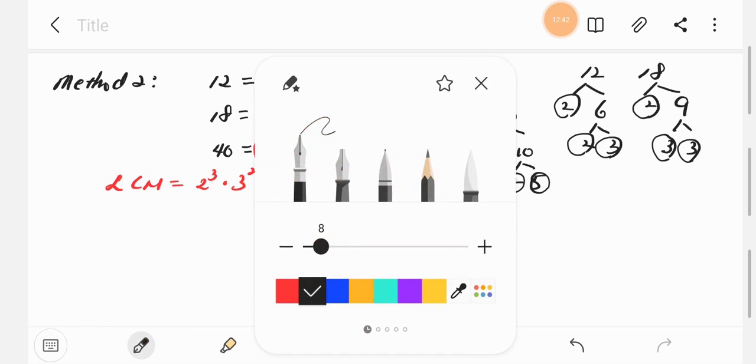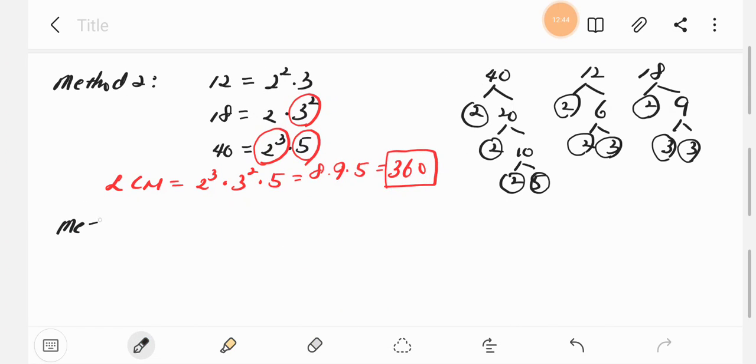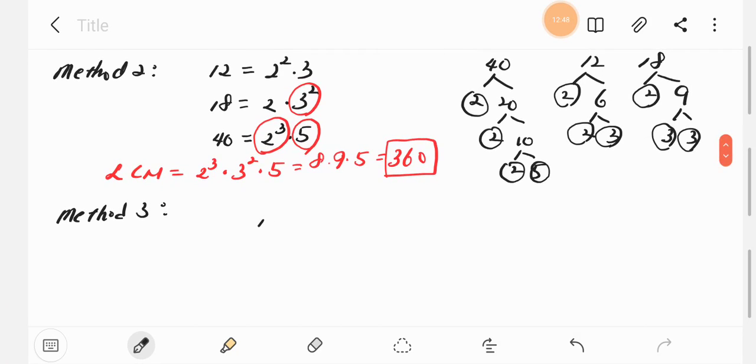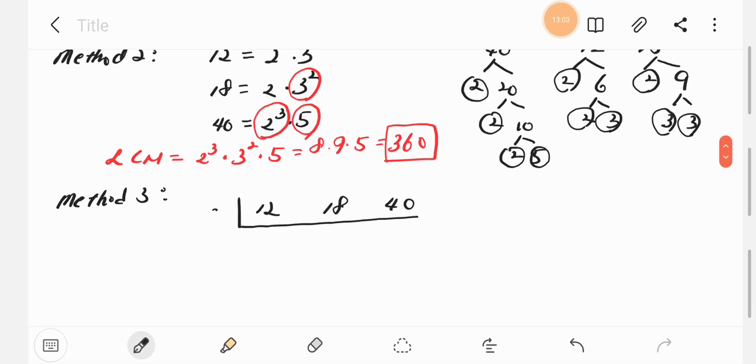Okay, let's try method 3. Method 3 is to write all these numbers in one line and then divide these three numbers. Find the common factor. So a common factor is a number that divides all these numbers. So let's start from 2. So 2 can divide all these numbers.